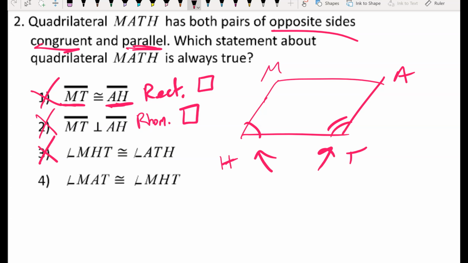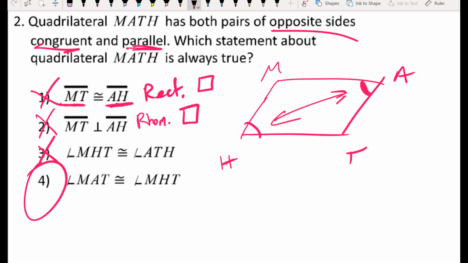Here, the only rule for consecutive angles is that they have to be supplementary and sum to 180. So by process of elimination, it must be the case that angle MAT and angle MHT are congruent. The reason is that for a parallelogram, opposite angles are congruent.